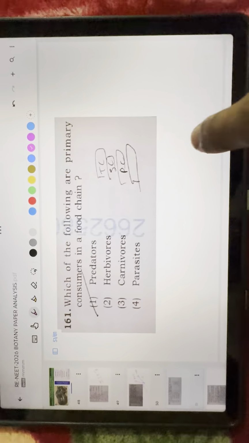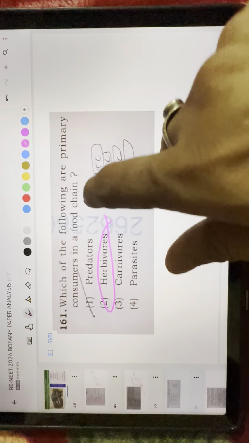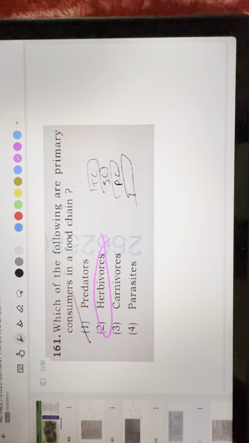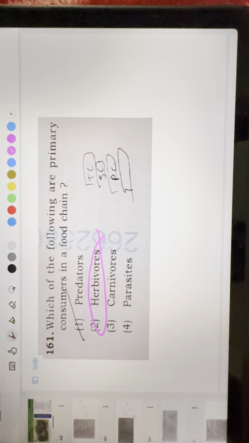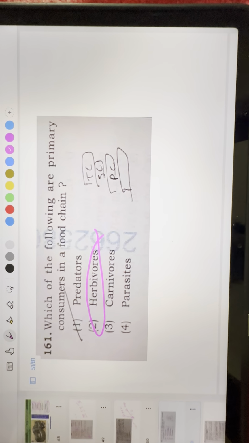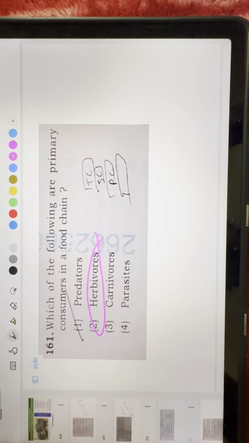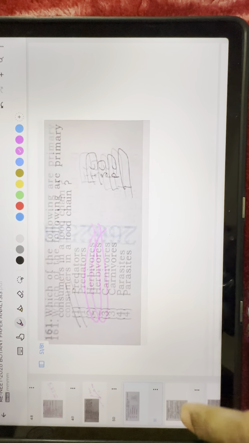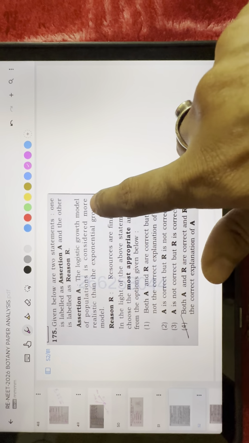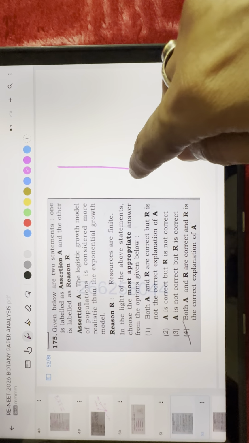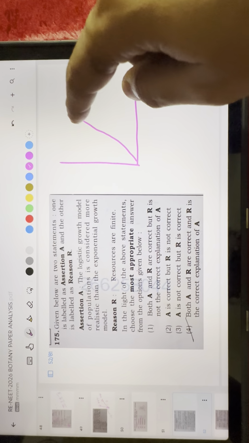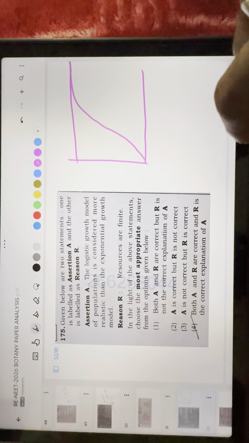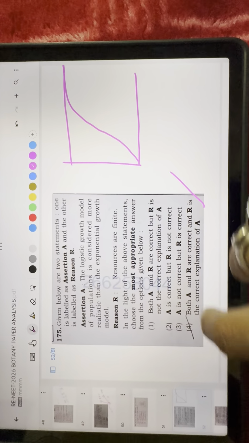Next, which of the following are primary consumers? Herbivores. Without any doubt we should consider that. We can call herbivores predators too, but all herbivores are predators while all predators are not herbivores. For example, lions and tigers do not come under the primary consumers. Next, the logistic growth model is considered more realistic. S-shaped, yes, correct. Resources are finite, which is why it shows a carrying capacity. Yes, that is also the correct explanation.